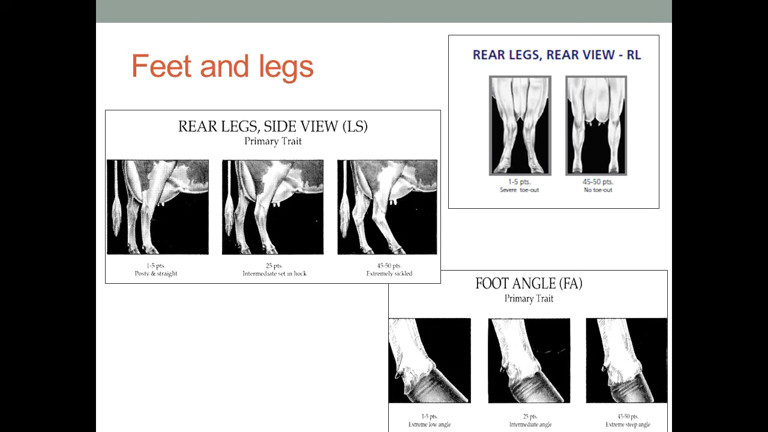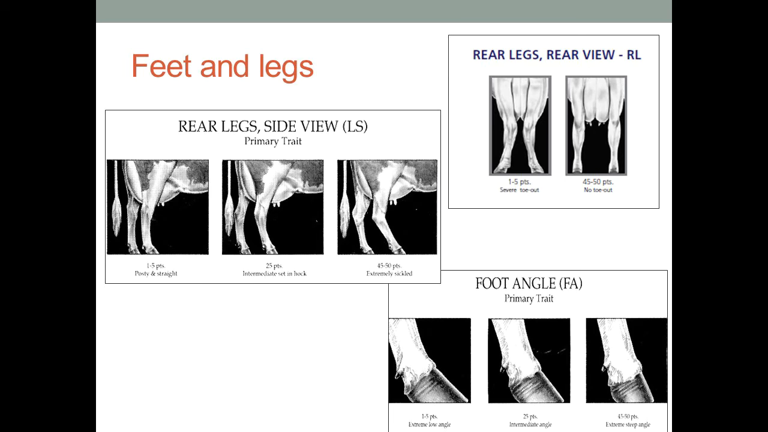Another trait to look at is rear legs, rear view. We just get behind the cow and look at her, and what we want is for her to track straight ahead. Not toeing out, not hocking in. So it's scored 1 to 50. 50 is the desirable end of the range. We want them to track straight forward. And a cow that hocks in or toes out severely scores down in the 1 to 5 range.